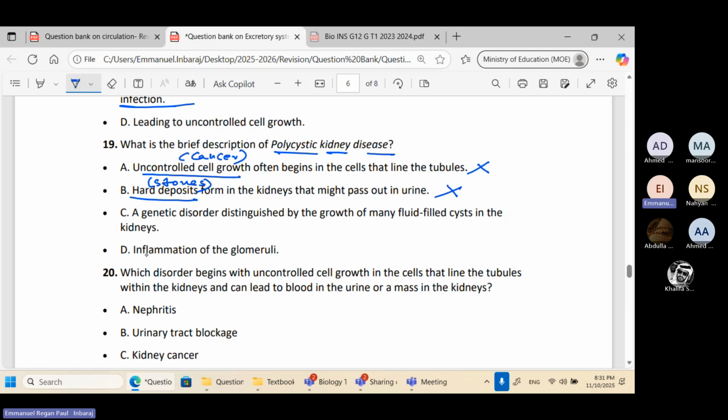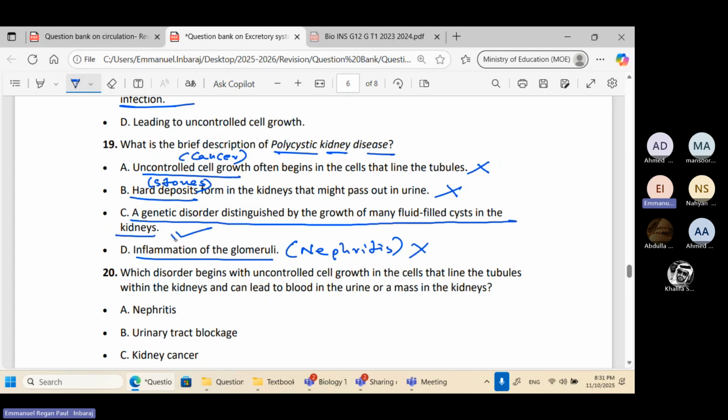Then inflammation of glomeruli. This means nephritis. We studied nephritis. So this is also not the answer. So you have only this: the genetic disorder distinguished by fluid-filled cysts. So this is the answer. Okay. So the answer is C.